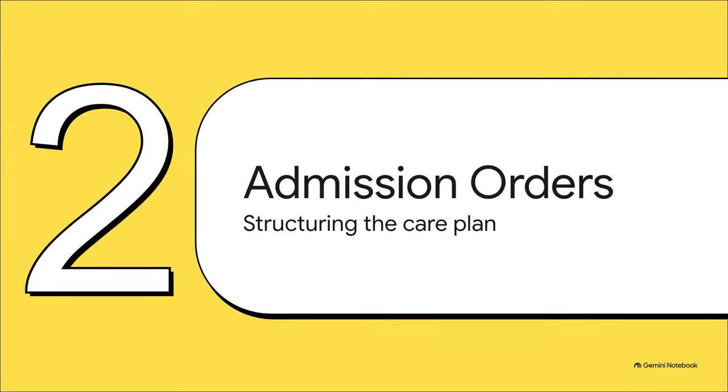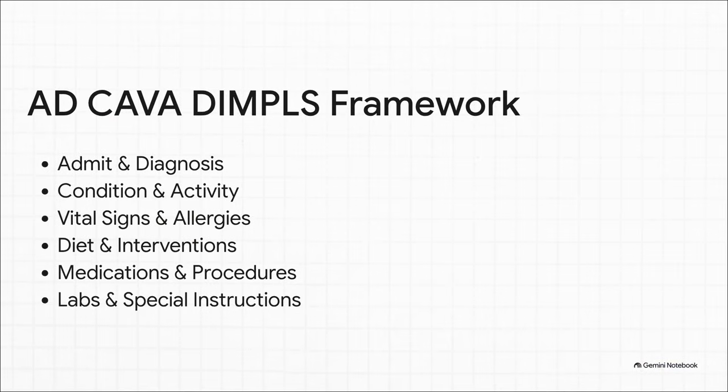Moving to Section 2, Architecture of Admission Orders, structuring the actual plan of care. Okay, so the H&P and admit notes are done. Now we have to build the actual architecture of the care plan, the admission orders. And honestly, the absolute best way to prevent a deadly omission here is by using a structured mnemonic.